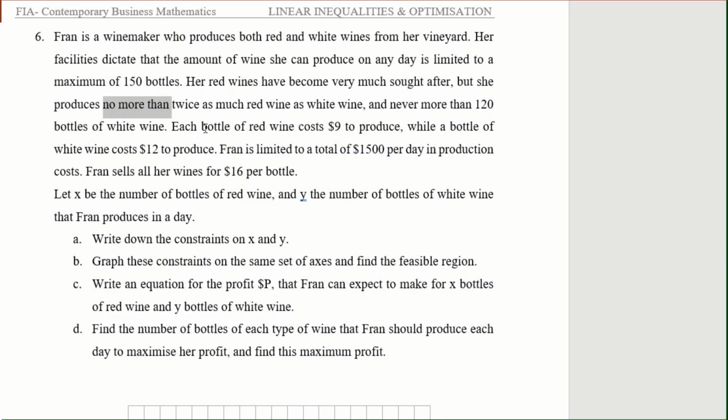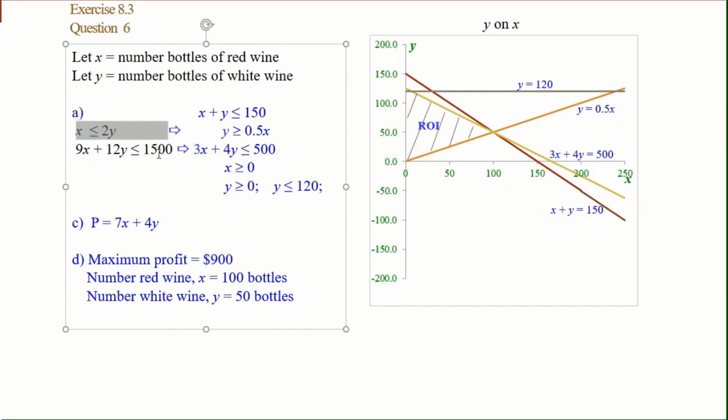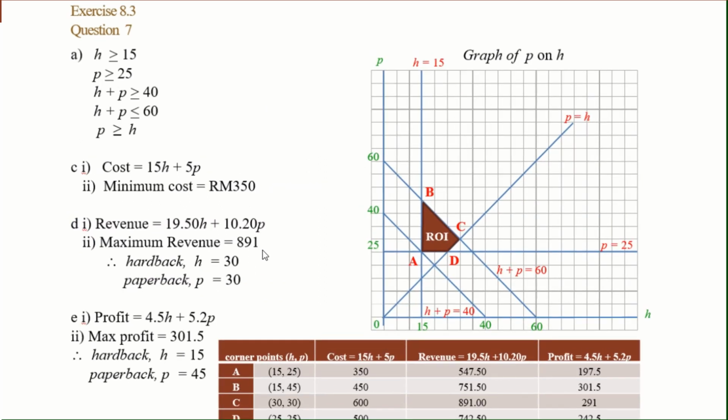All right. Each bottle of red wine is $9. So 9x plus 12y should be lesser or equals to 1,500. So that is your inequality there. So then the last one, y should be lesser or equals to 120. Plot all the lines out. Shade the region of interest. Plug all your corner points into your profit equation and find the number of red and white wine bottles. All right. The last question, question 7.